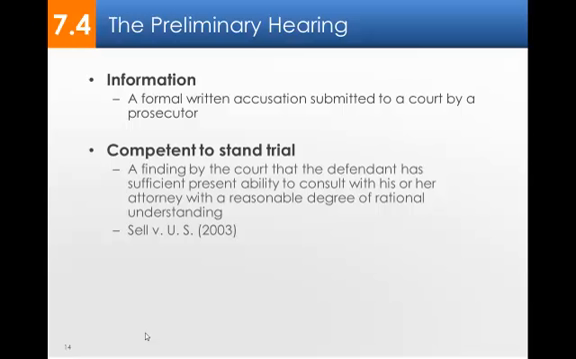Sometimes we have an issue of competency. Notice this is not insanity, but certainly from the time between the act and the trial, which could be a year or better in some cases, there may be a change in the defendant's mental status. If he or she is unable to contribute to their own defense, then they're not competent to stand trial.